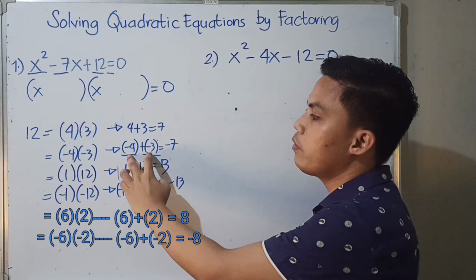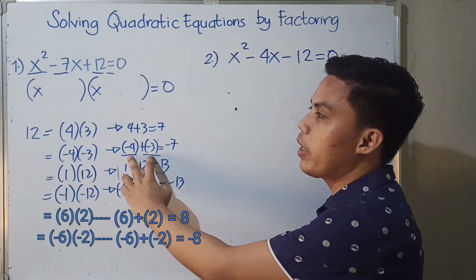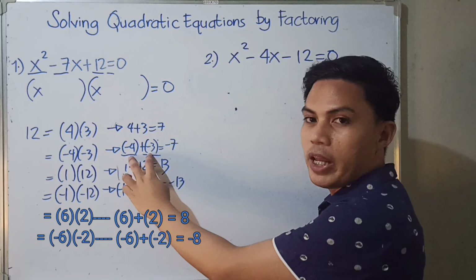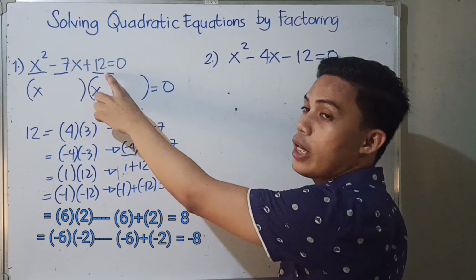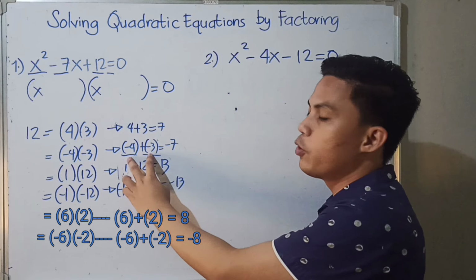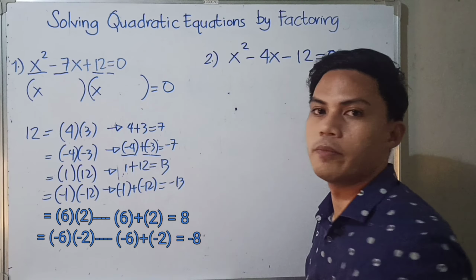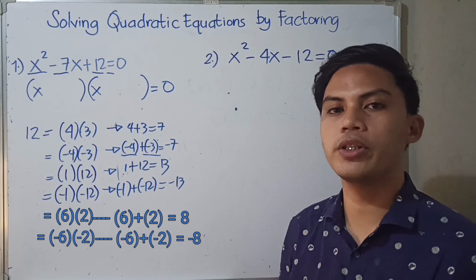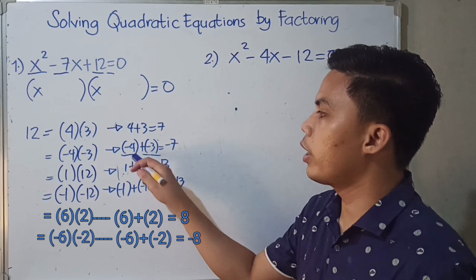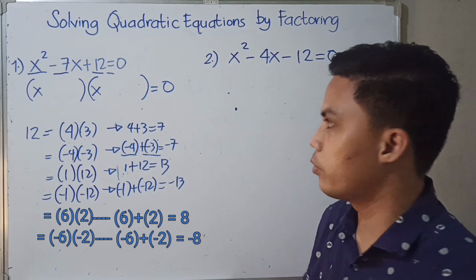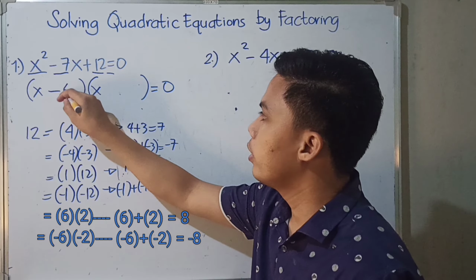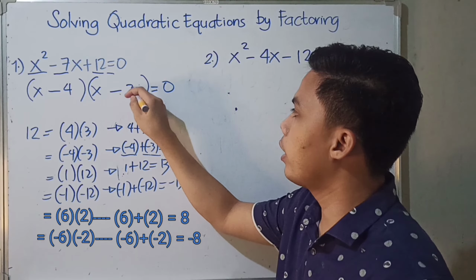Again, pag ang negative 4 and negative 3, i-multiply natin, makukuha natin yung last term. Pag i-combine natin silang dalawa, makukuha natin yung second term. Kaya, ang i-consider natin na factors would be negative 4 and negative 3. So, sila yung ilalagay natin dito. Negative 4, and negative 3.